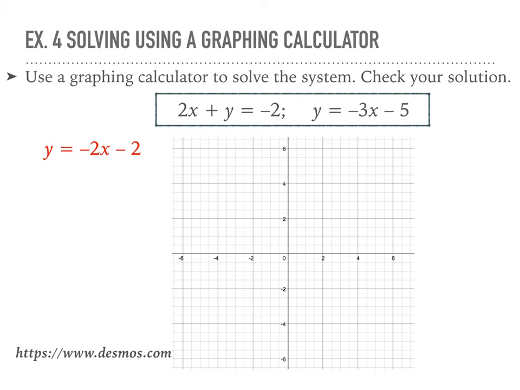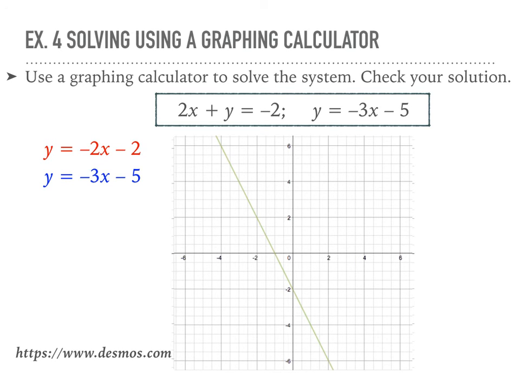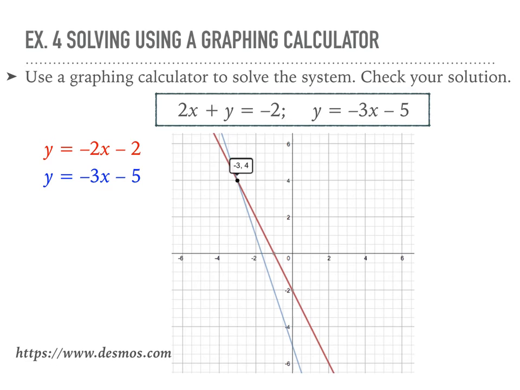Most of the time you're going to need to write them like this if you have your own graphing calculator, and then press graph, and you may have to adjust your window to see the solution. But again, with Desmos, the first line would be graphed this way, negative 2x minus 1. The second line would be graphed like that, negative 3x minus 5. And Desmos will tell you, when you just point in the general area of the intersection, that (-3, 4) is the solution.